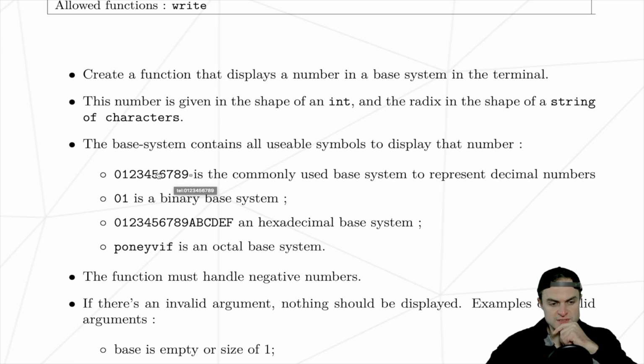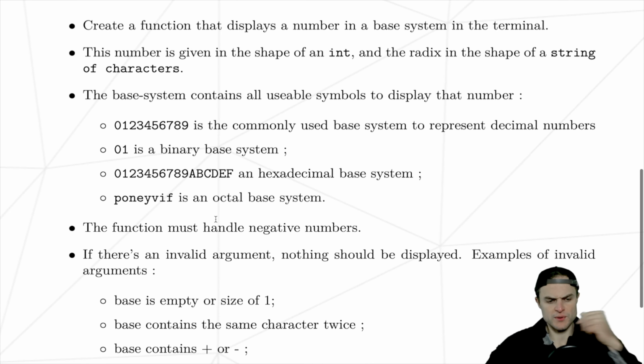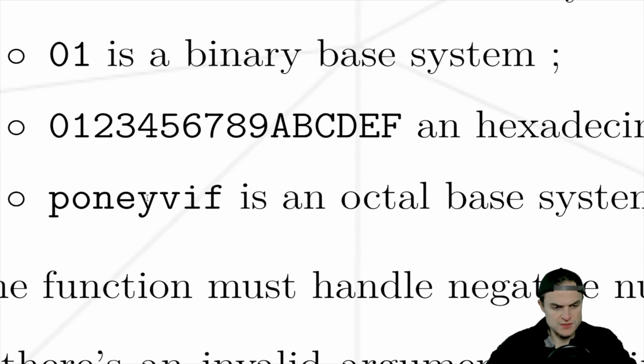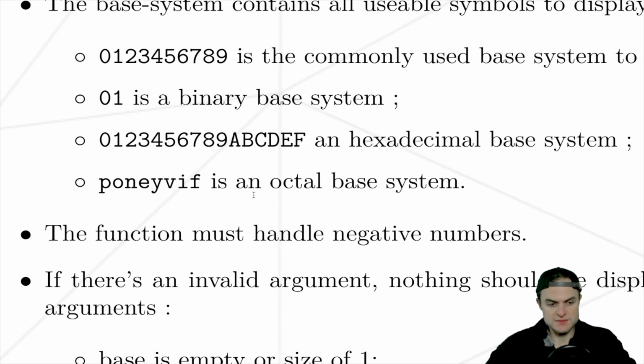You have, of course, the 10 digits, the 10 symbols we use in base 10 to represent some values, the 0 and the 1 for the binary base system, the 16 symbols for the hexadecimal representation, and then we have this very strange series of symbols, pon-a-vif, which is of course an octal base because we have 8 symbols. This is just to let you understand that we don't really care about the symbols, we care about the position of the symbol to represent the value.